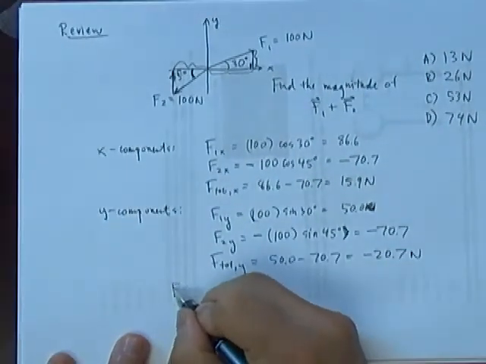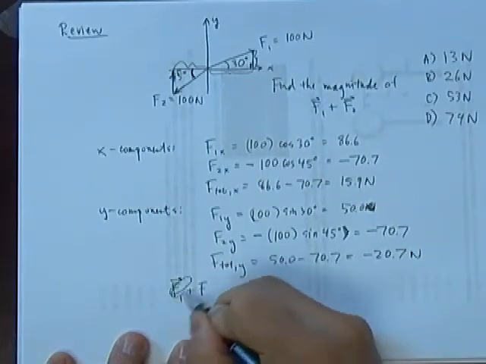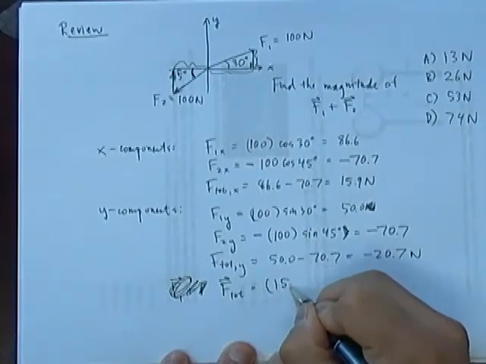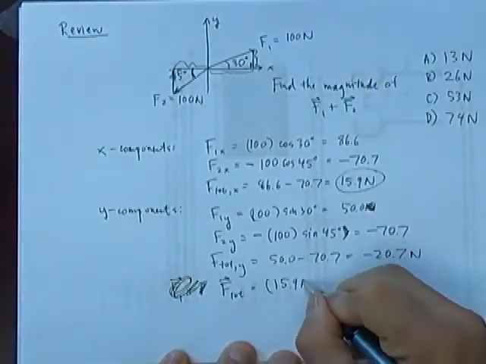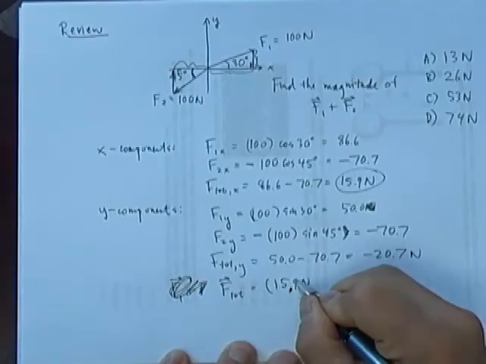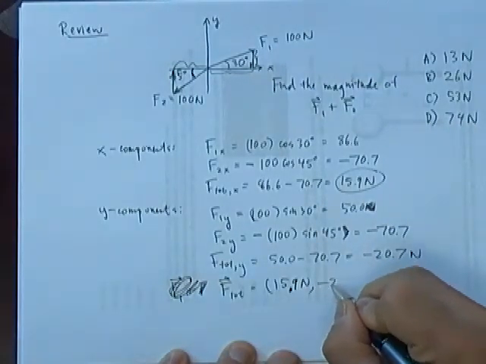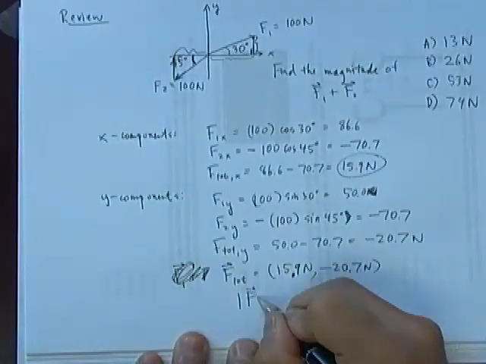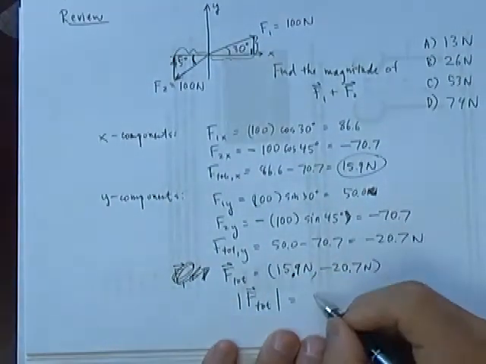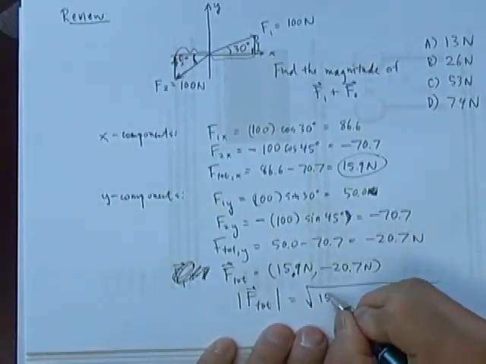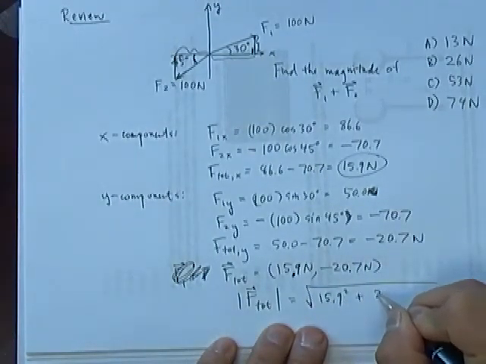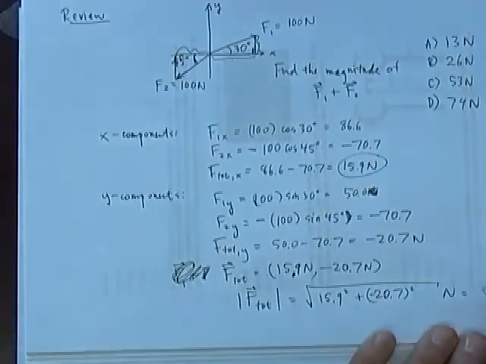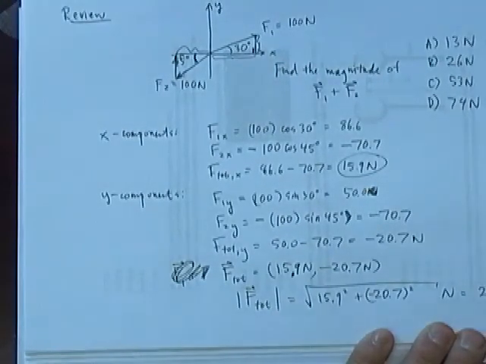Okay, so we have the vector F1 plus F2, or I gave it a name, F total. That will be 15.9 newtons, comma, minus 20.7 newtons. And then the magnitude of the total force will be the square root of the sum of the squares. So 15.9 squared plus 20.7 squared newtons. And that comes out to 26.1 newtons.